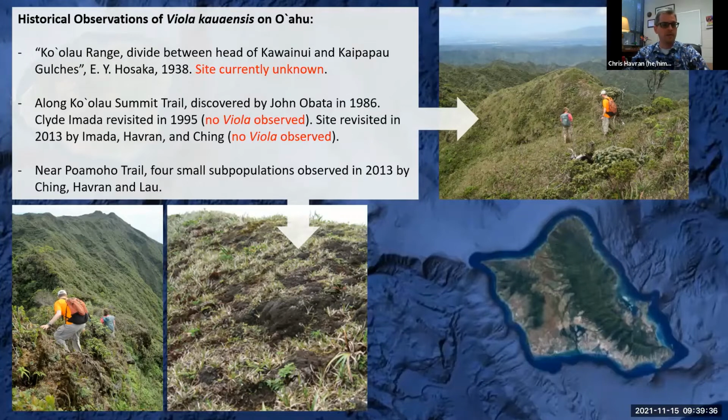However, in 1986, John Obata had seen this population, or had seen this entity along the Ku'uau Summit Trail. He shared information about this population with Clyde Amata in 95, who revisited this population and didn't find any. We revisited it again in 2013 and again didn't find anything. So that population is presumed extinct. However, a population that Susan had visited before along the Po'omoho Trail did support 4 small subpopulations of this violet. Next slide, please.